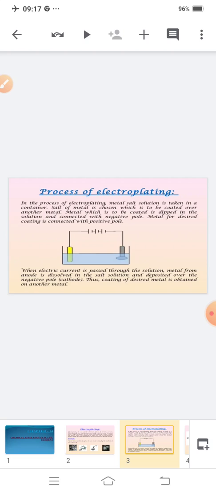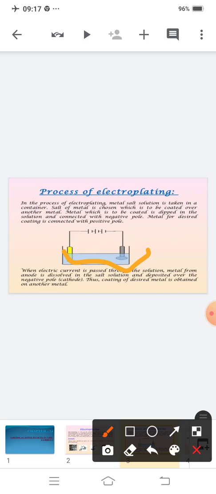In the process of electroplating, metal salt solution is taken in a container. Here. Clear? Salt solution will be taken. Now the salt of the metal which is to be coated is chosen. Now what you will do? You will choose which metal is to be coated over another metal. The metal which is to be coated is dipped in the solution and connected with the negative pole. The metal with the desired coating is connected with the positive pole.